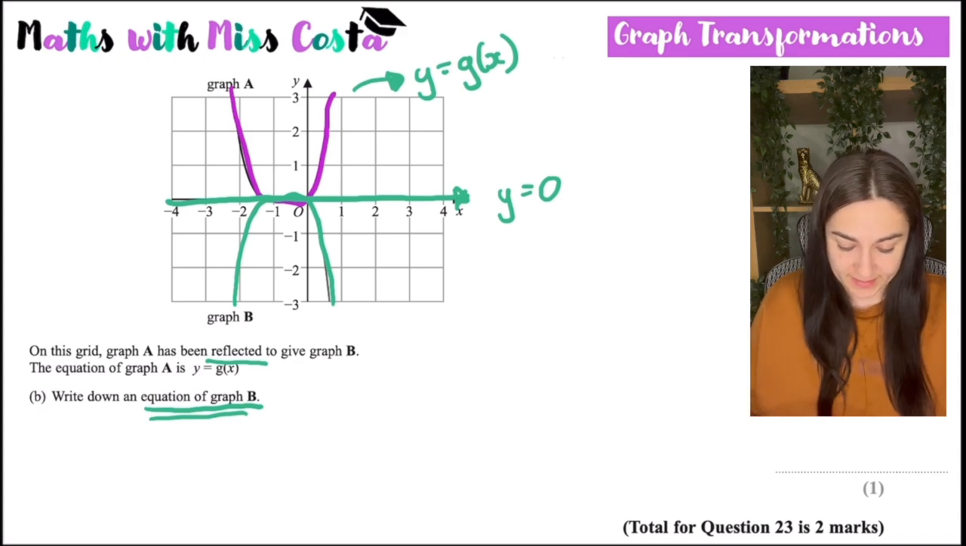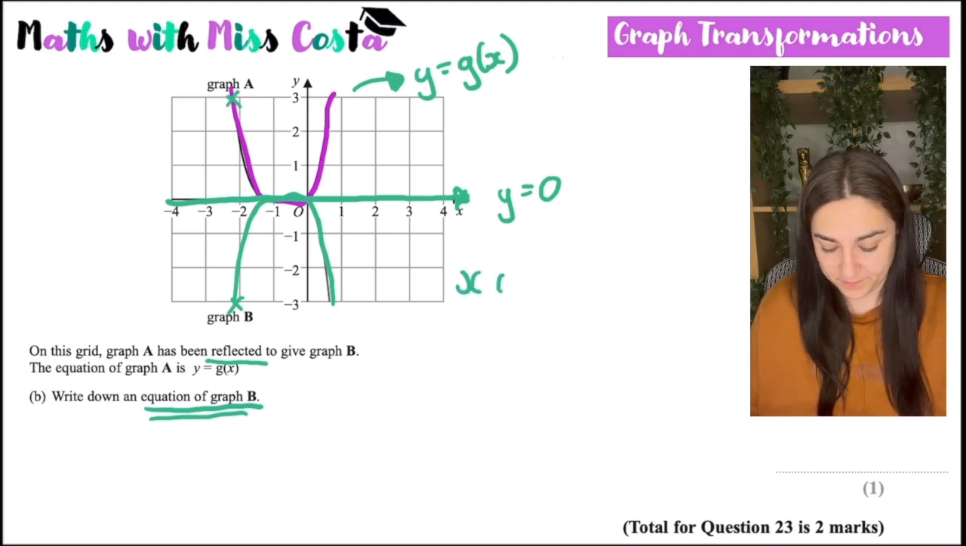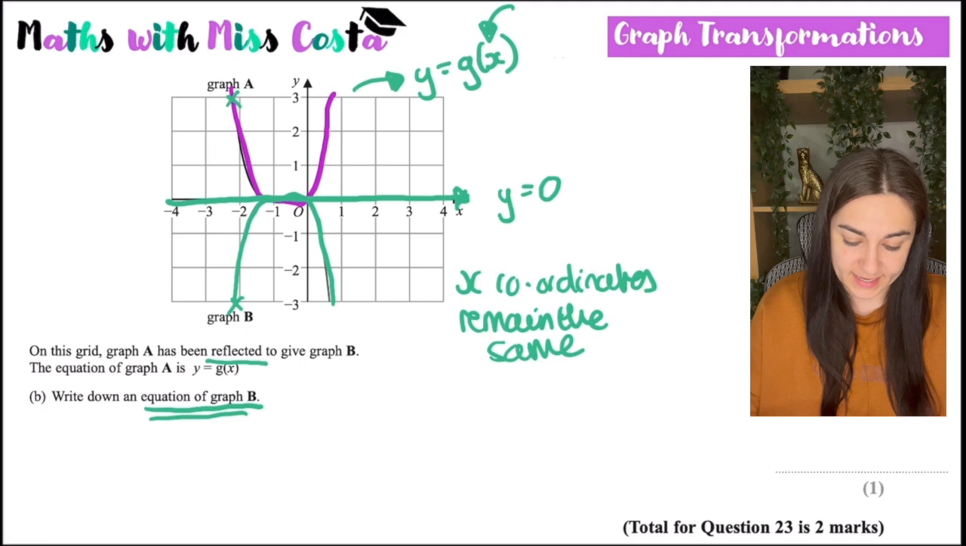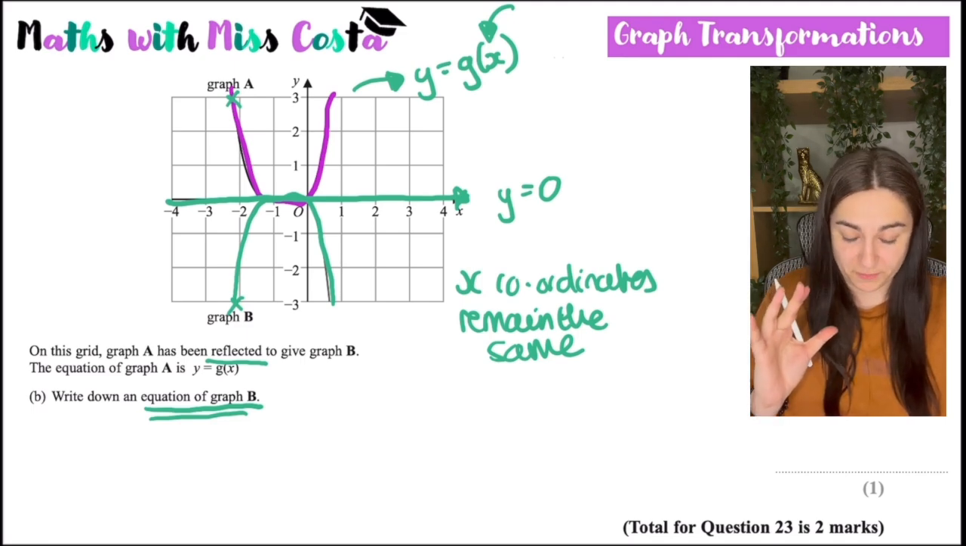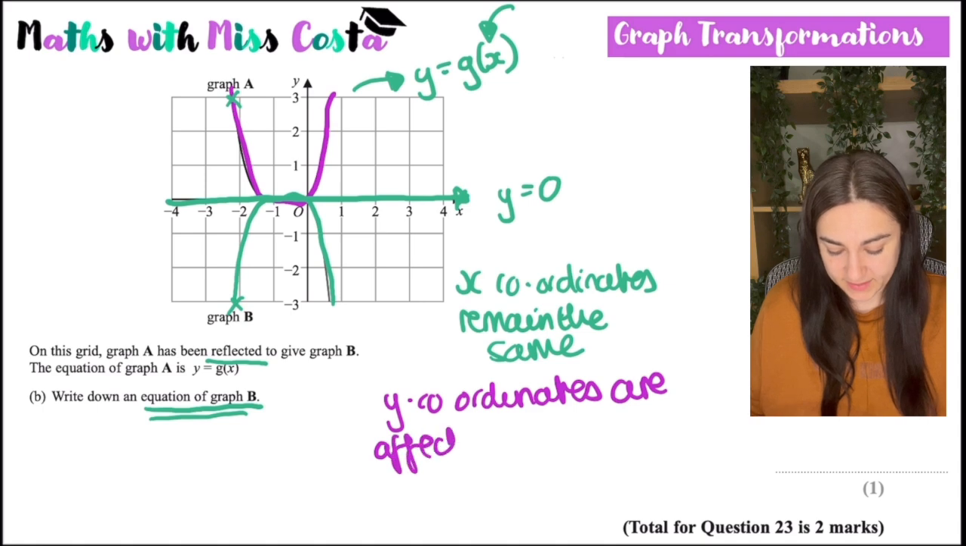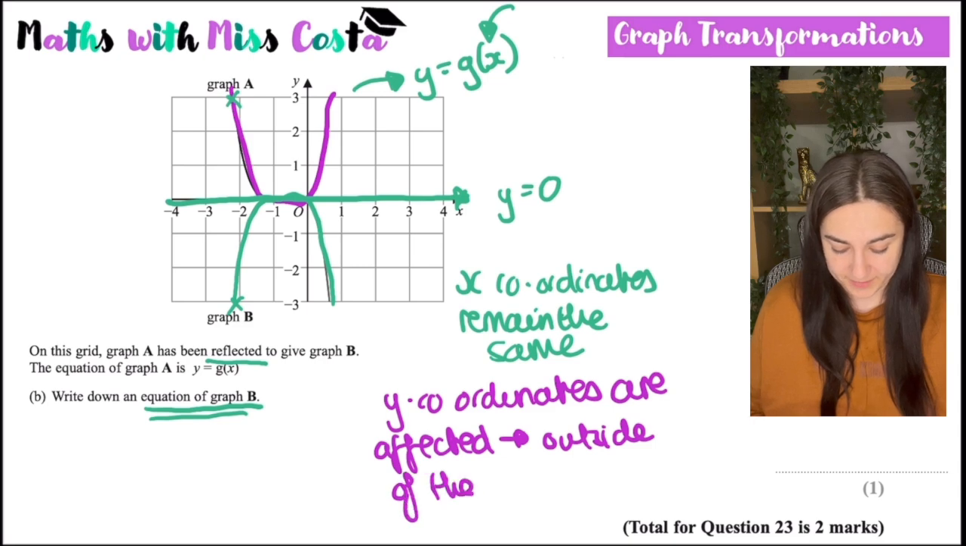Now in each of these reflections, if that one here is a mirror image of this one here, my x coordinates remain the same. So therefore I know that I'm not going to be affecting anything inside the bracket. I'm only affecting the y coordinates, and when the y coordinates are affected, that's dealing with things outside of the bracket.